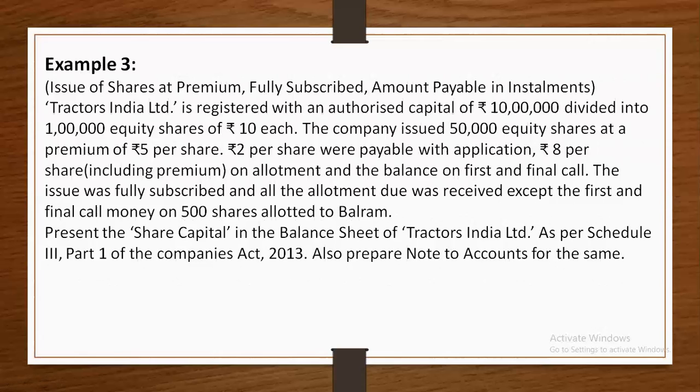500 into 5. So that means at the time of first call, company is receiving 2,47,500. So total will become 4,97,500. Again I am repeating, application received is 1 lakh, allotment received is 1,50,000, first and final call received is 2,47,500. This is 2,50,000 minus 2,500, and the total is 4,97,500. And in this question we have to show only the share capital.